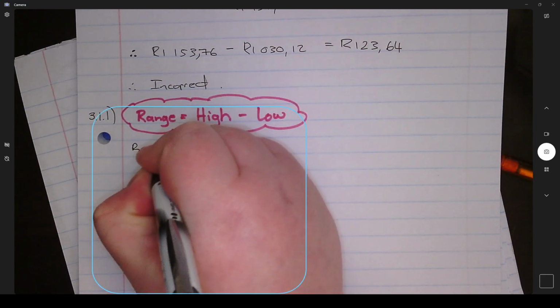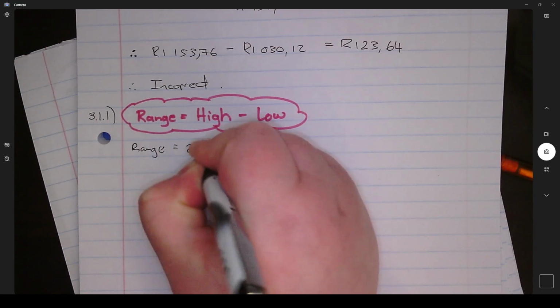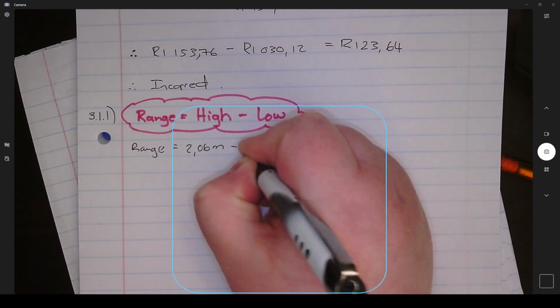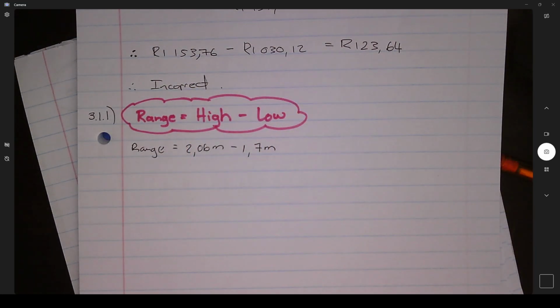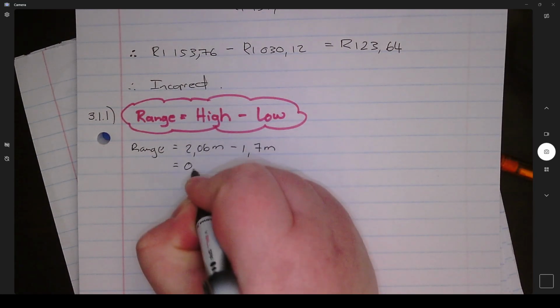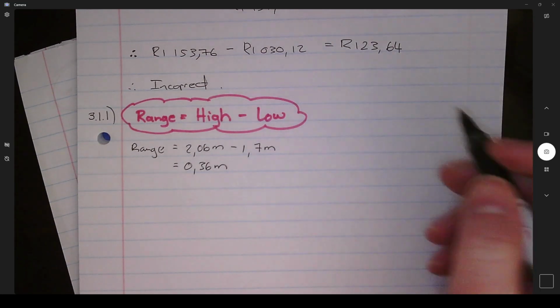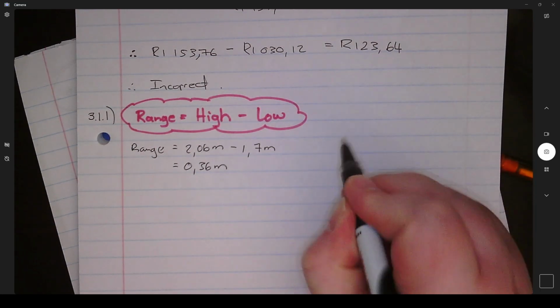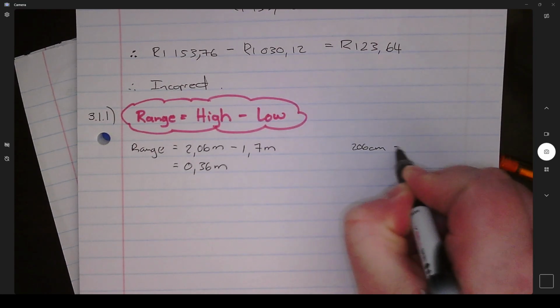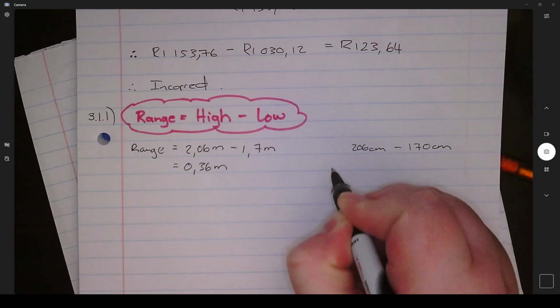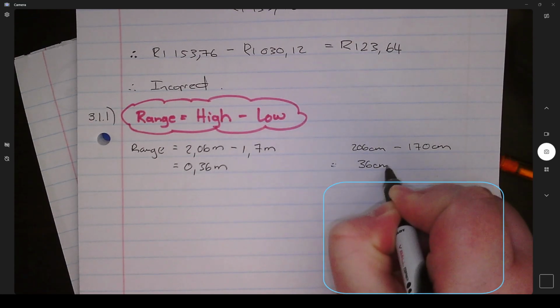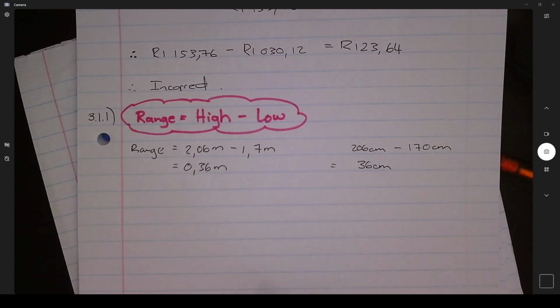So the range in this case is 2.06 meters minus 1.7 meters. That gives us 0.36 meters. If you converted them to centimeters, it would have been 206 centimeters minus 170 centimeters, which is 36 centimeters. They do not tell you which unit of measurement to give your answer in, therefore it can be either or.